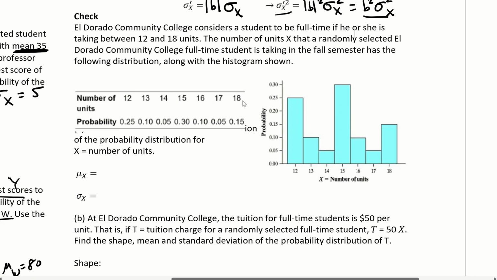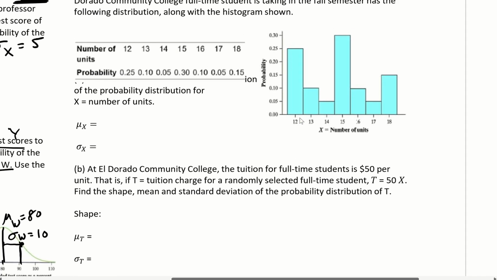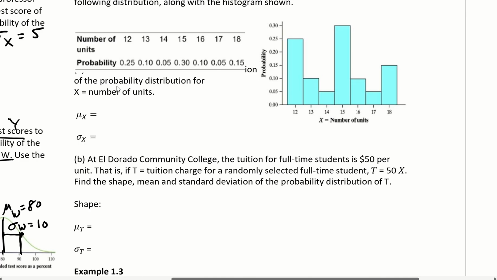All right, so let's look at the following question. It says, El Dorado Community College considers a student to be full-time if he or she is taking between 12 and 18 units. The number of units that a randomly selected El Dorado Community College full-time student is taking in fall semester has the following distribution, along with the histogram shown. So this is the probability distribution for x equals the number of units. So this is x here, so this is going to be xi.